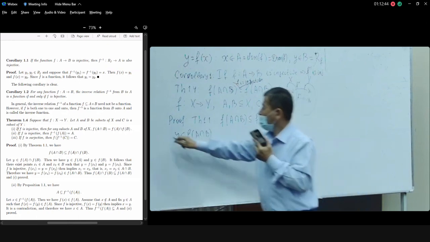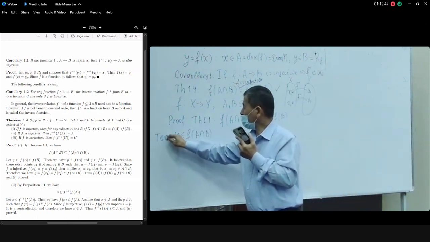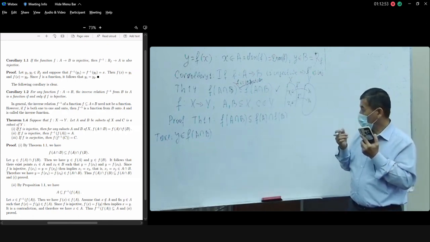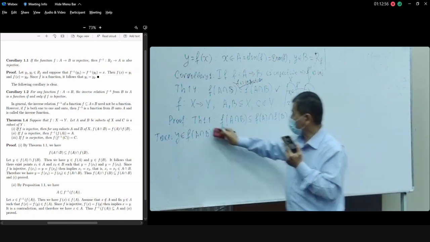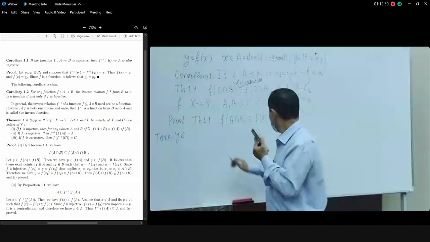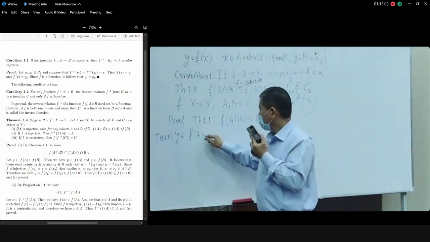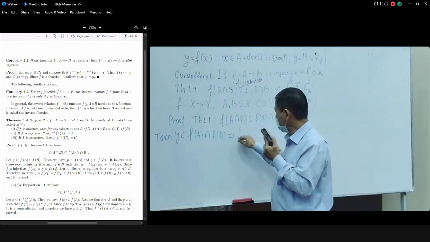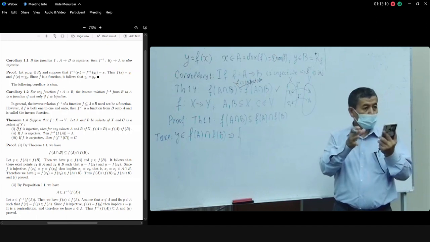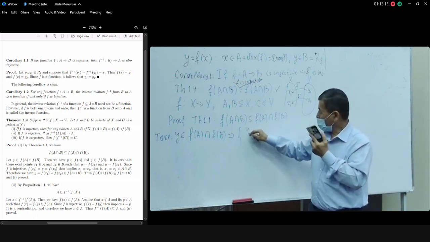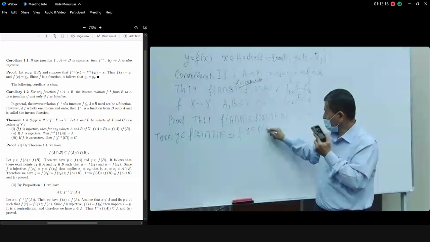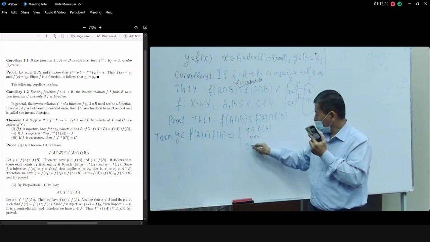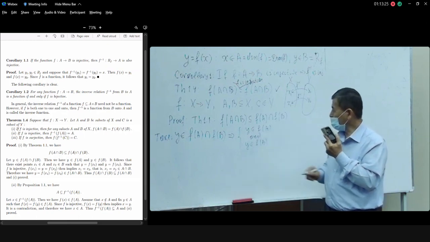So we take one element y from f of A intersection f of B. We take any element from the right side, not the left side, from the right side. By the definition, what does it mean? y belongs to the intersection. It means y belongs to f of A and y belongs to f of B. Okay, this holds.